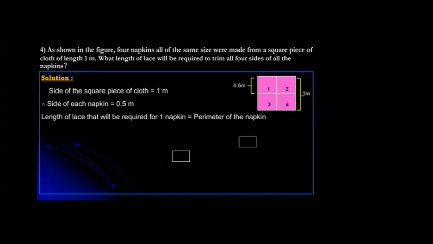What is perimeter? The boundaries of a given figure, the outer portion. So the formula is 4 multiplied by side, and the side is 0.5. So 4 multiplied by 0.5. See, the number is in decimal. We will see the multiplication, children. 5 fours are 20.